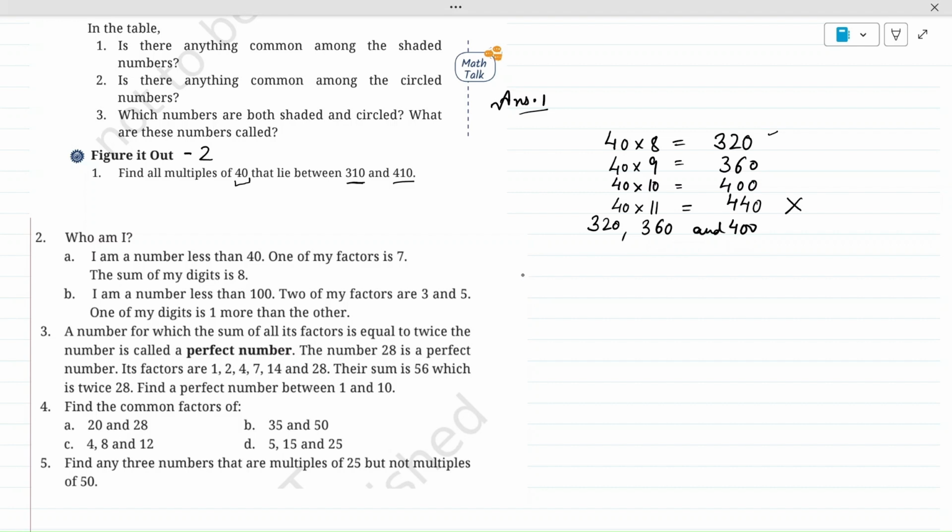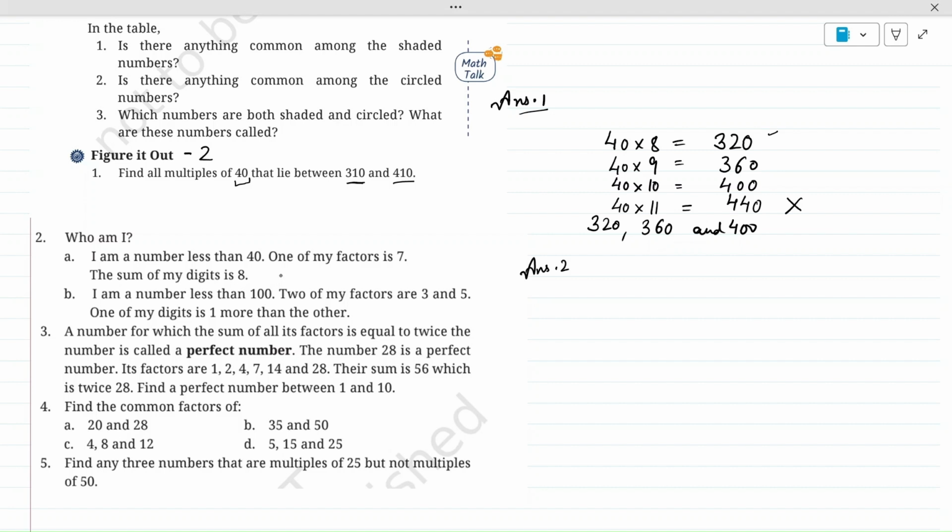Now let us go to the second question. Who am I? I am a number less than 40. One of my factors is 7 and the sum of my digits is 8. So what it is saying is that I am a number less than 40, one of my factors is 7 and the sum of my digits is 8.